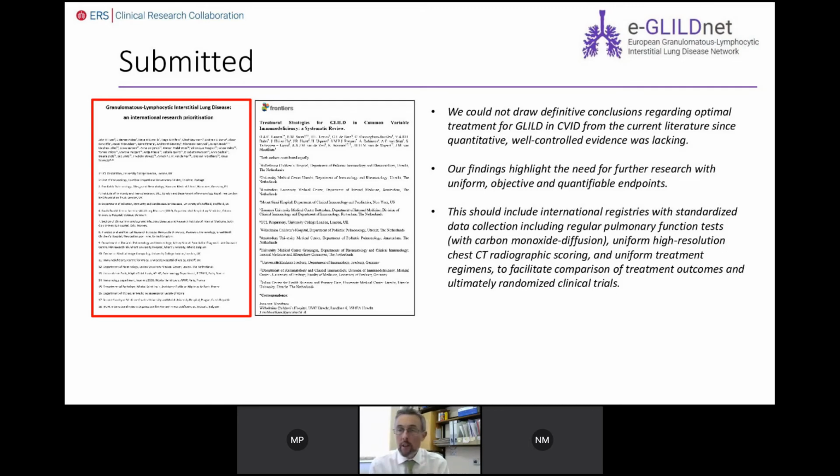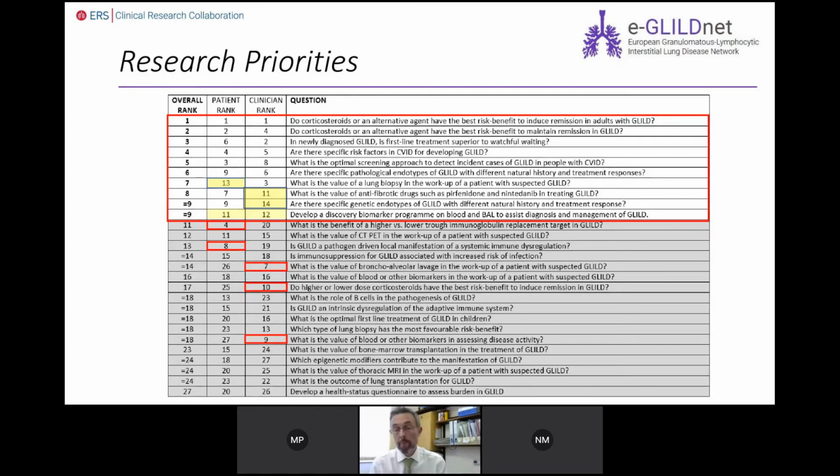Because of this absence of research, we've recently completed a research prioritization exercise. And some of you may well have taken part in that. If you did, thank you. And we were supported by IPOPI as well in doing that. And that really had the patient voice at its center. These data are complete and submitted, but not published yet.